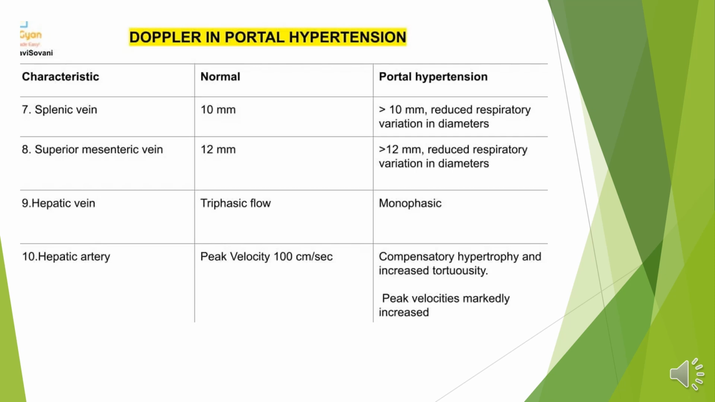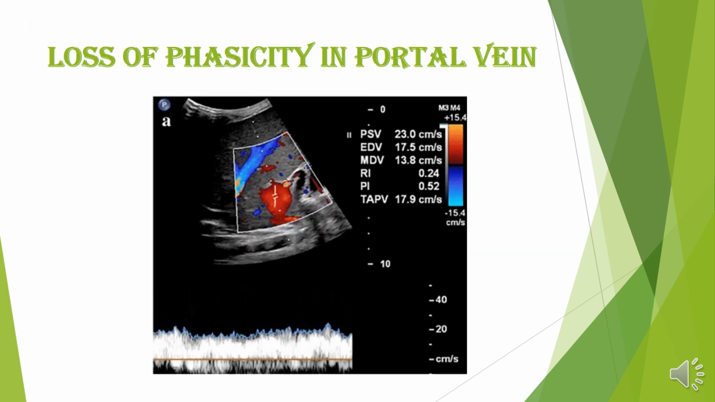The splenic vein will show more than 10 millimeter diameter, and the superior mesenteric vein more than 12 millimeter, which is more specific. I told you earlier. And then the hepatic vein will become monophasic, and the hepatic artery will start showing increased peak systolic velocity due to high resistance. Now coming to the images.